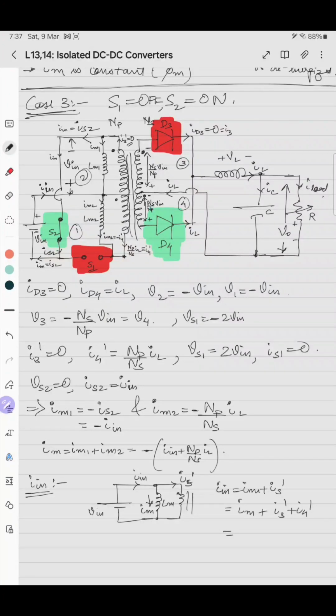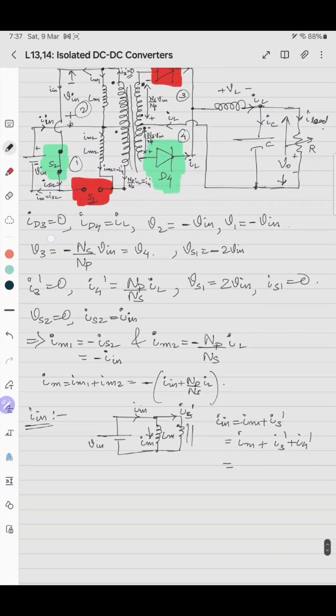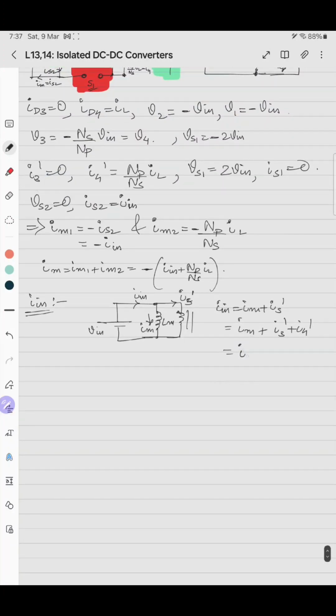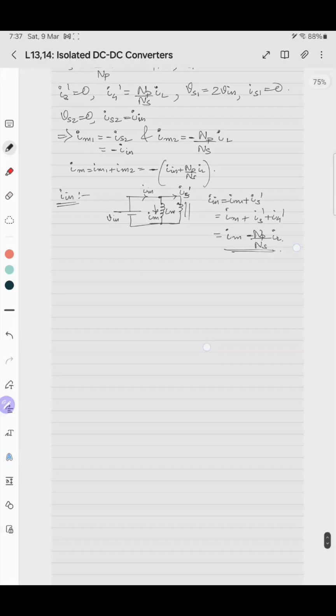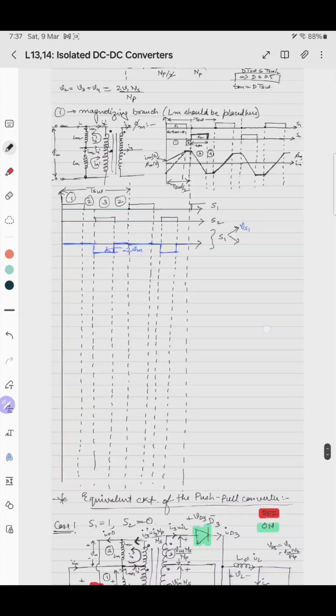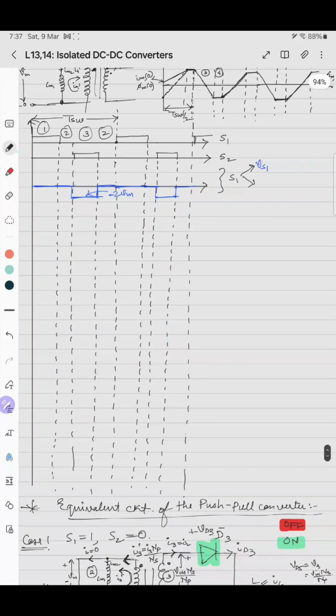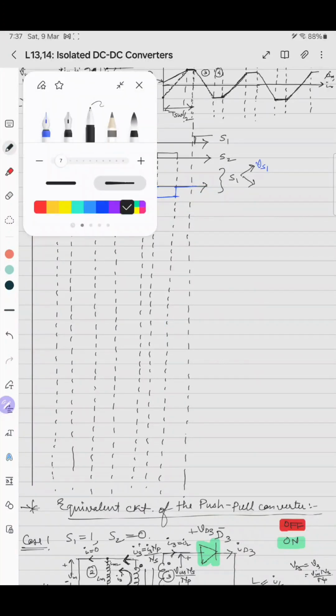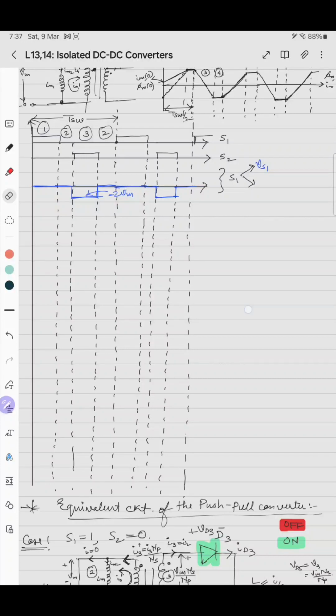But I4 dash here is opposing this thing. So here we'll write I4 dash as minus, because it is demagnetizing the core, into NS into IL. So this is the value of IL in this case. So here what I will do is, instead of drawing this waveform, I'll erase it and draw the waveform in terms of the known parameters first.